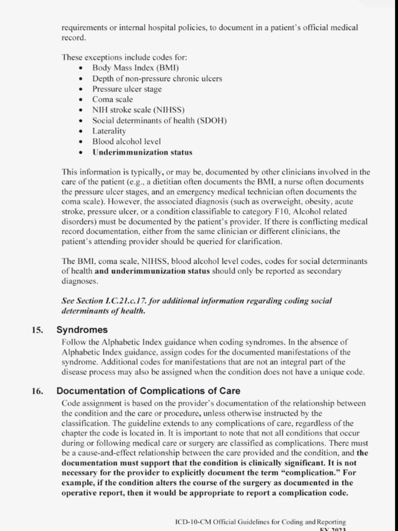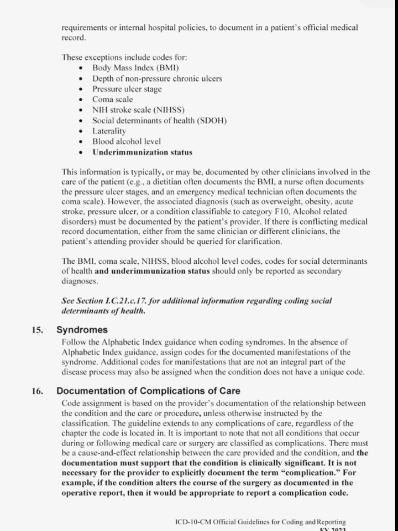If there is conflicting medical record documentation, either from the same clinician or different clinicians, the patient's attending provider should be queried for clarification. The BMI, coma scale, NIHSS, blood alcohol level codes, codes for social determinants of health and immunization status should only be reported as secondary diagnoses. See section I.C.21.c.17 for additional information regarding coding social determinants of health.